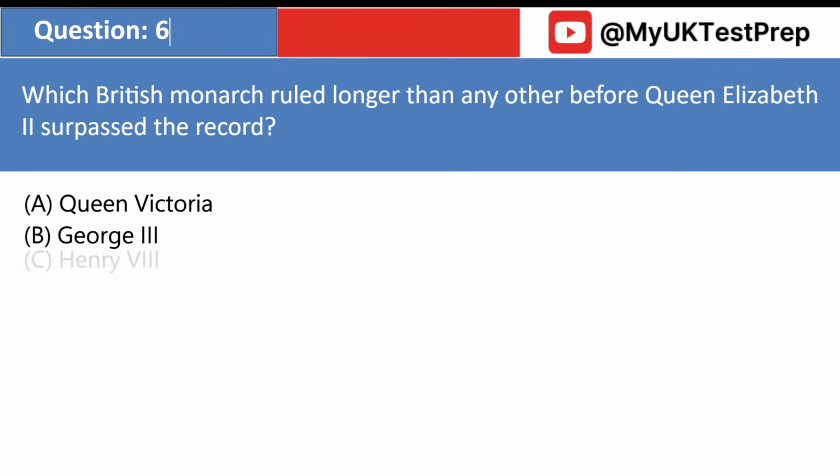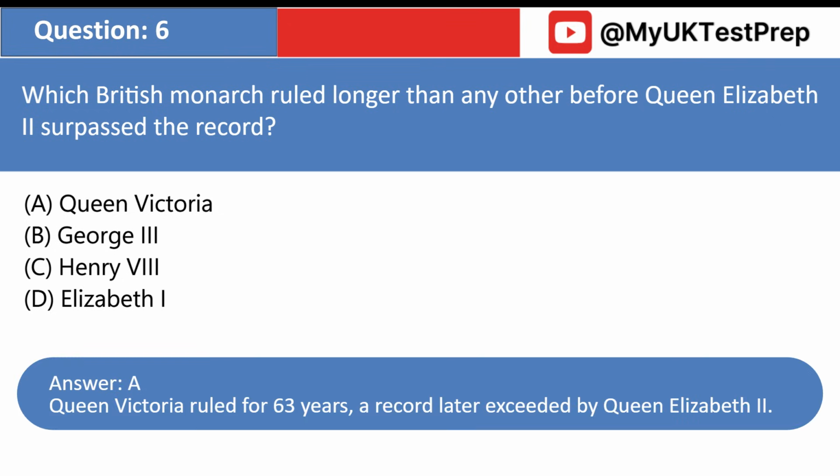Which British monarch ruled longer than any other before Queen Elizabeth II surpassed the record? A. Queen Victoria. B. George III. C. Henry VIII. D. Elizabeth I. Answer: A. Queen Victoria ruled for 63 years, a record later exceeded by Queen Elizabeth II.